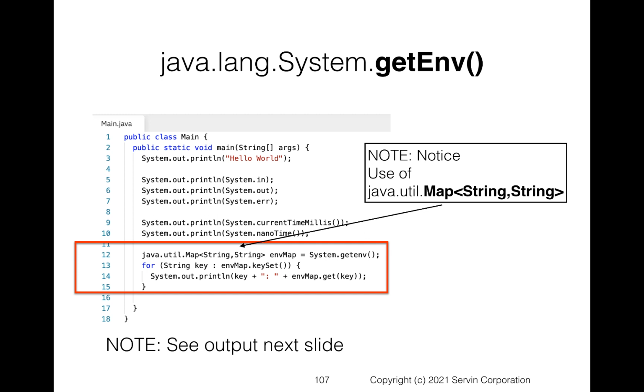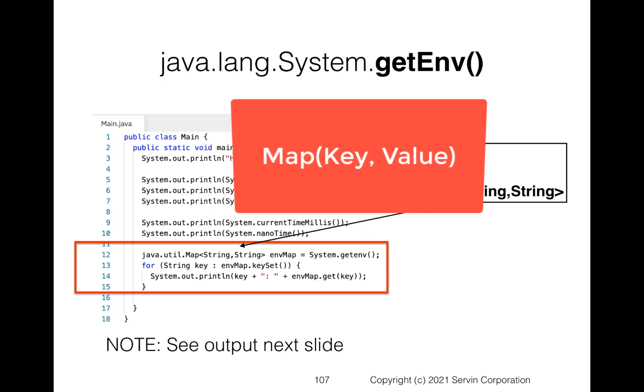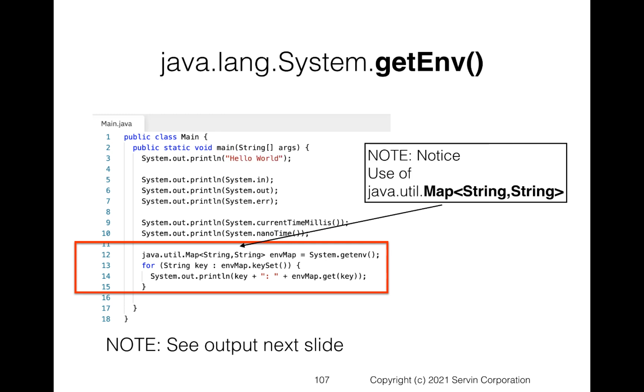And in this case, a map is simply a key and a value. So we see the map is a string for the key and a string for the value. So what this is doing is saying System.getEnv. It returns a map of all the environment variables. Now, we'll find out that when your program runs, it gets access to all the environment variables on your system. I'll show that in just a moment.